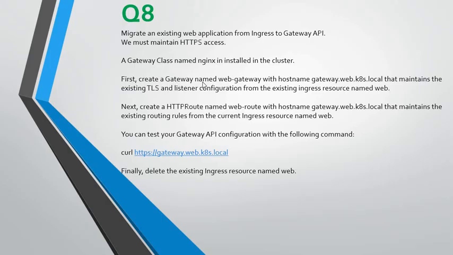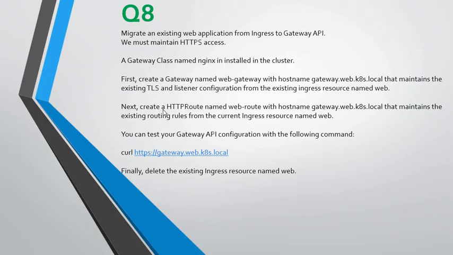The question is: first create a Gateway named web-gateway with hostname this-that, maintaining the existing TLS and listener configuration from the existing Ingress resource named web. That means the Ingress which is already installed in the cluster, its name is web. You should verify it before creating the Gateway, and you have to use the same TLS which is already created.